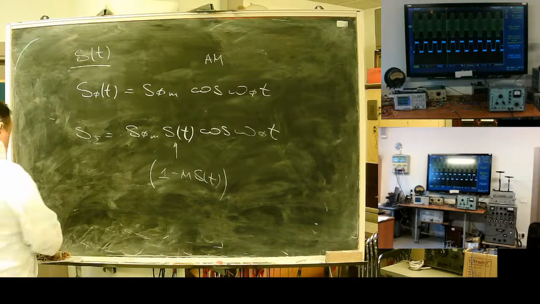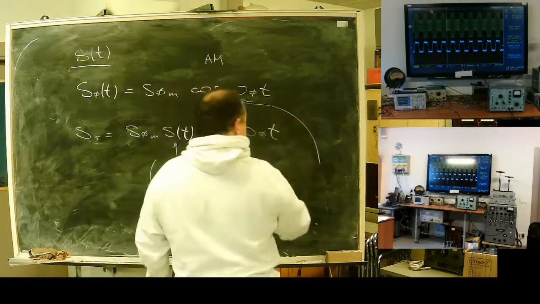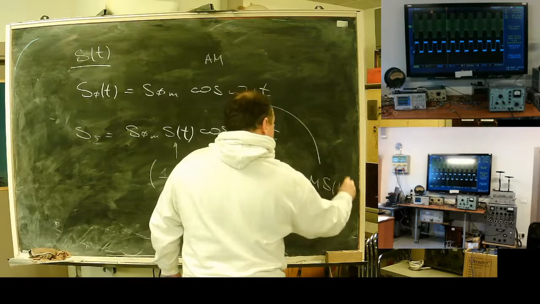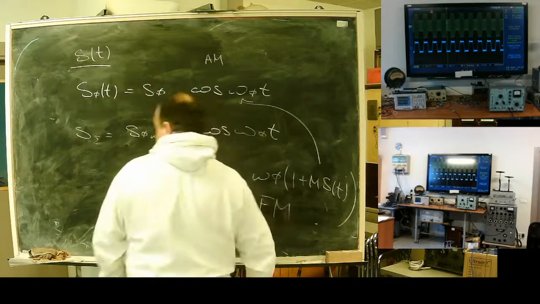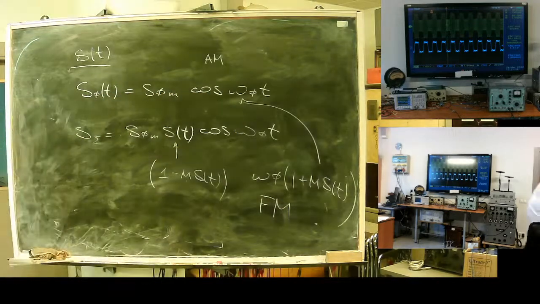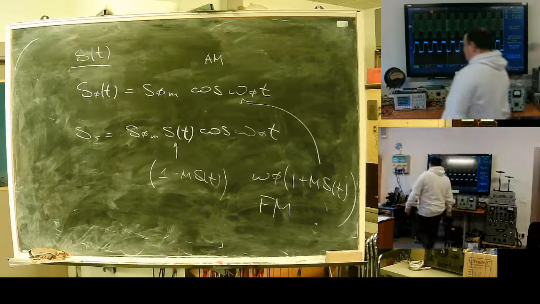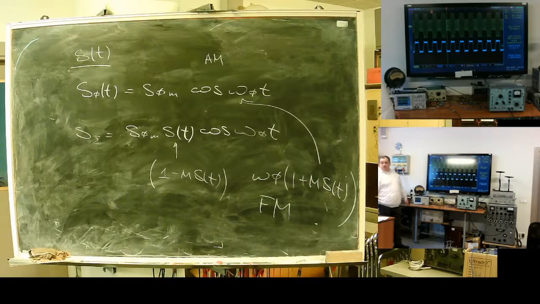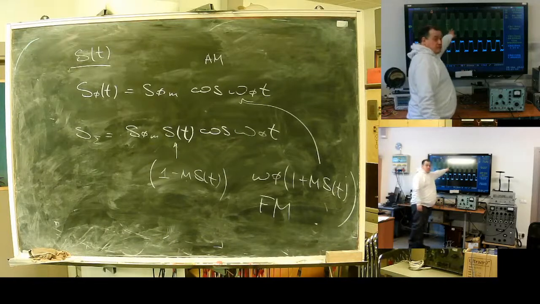Amplitude modulation. If this were omega naught times 1 plus the signal, and the frequency were subject to change, it would be frequency modulation. AM, FM. In my case, I use amplitude modulation to transfer. I can amplify it, put it to an antenna system and broadcast to the air. Now the question: the spectrum of this.